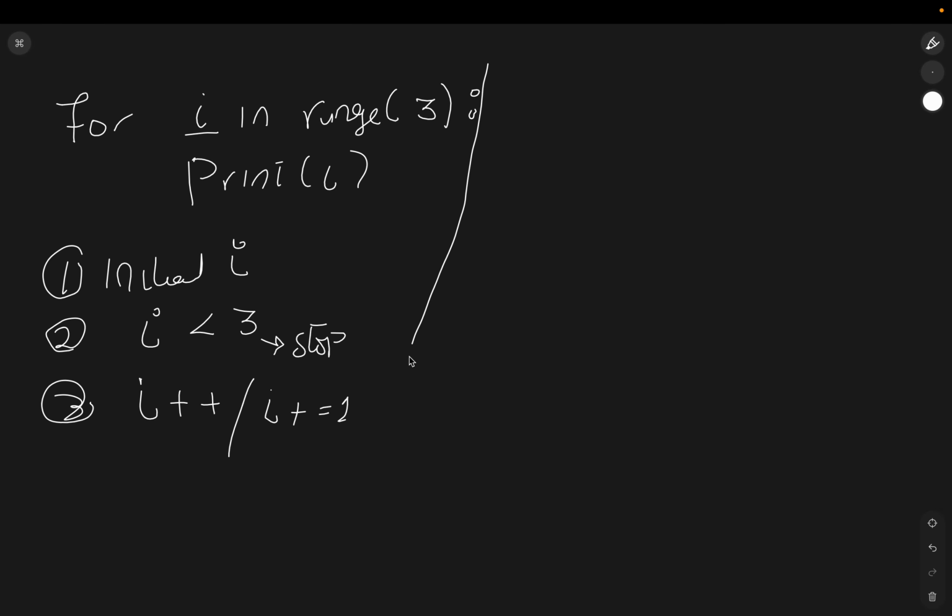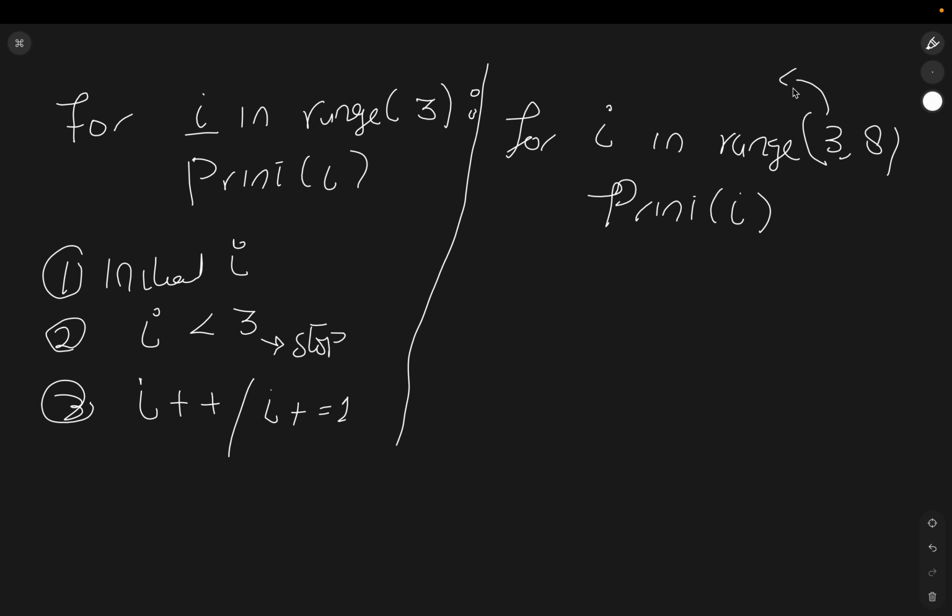But if I do something like this, for i in range 3 comma 8, and then print i, what is the start here? This is the start, and this will be your stopping condition. So obviously in the first iteration the i value will be 3. Then you check is 3 less than the stopping condition, that's 8, and you print i. Let's say this is my output screen, so whatever is my i, that is 3.